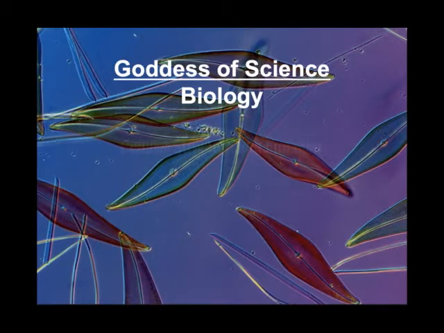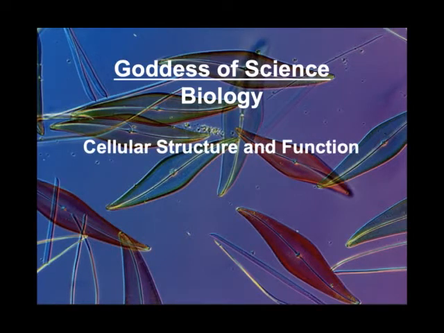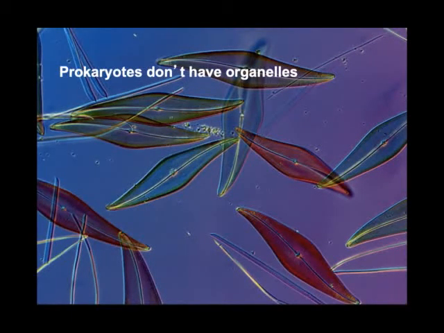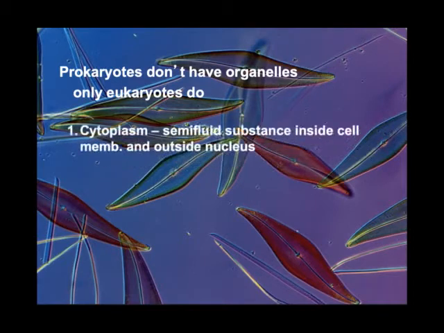Bolton. Today, we're going to talk about cell structure and function, in particular, the cytoplasm, cytoskeleton, nucleus, nucleolus, and the ribosomes found in a cell. We're going to talk about different organelles, and I want to remind you that this is only for eukaryotic cells. Prokaryotes don't have membrane-bound organelles. They have some organelles, but not the ones that have membranes. Only eukaryotes have membrane-bound organelles.